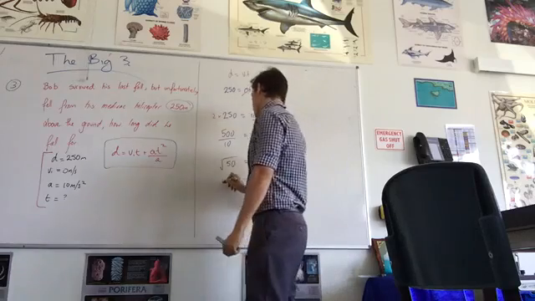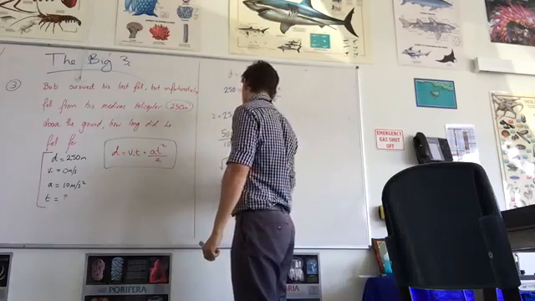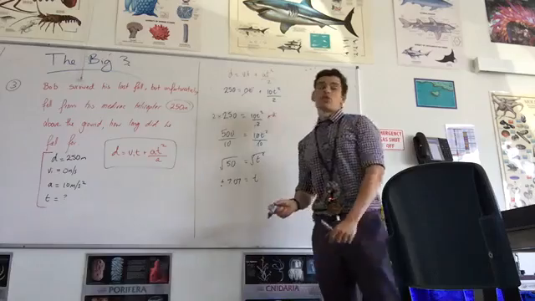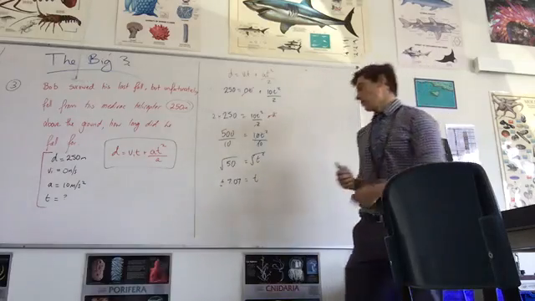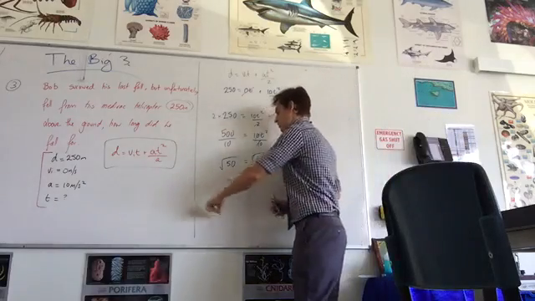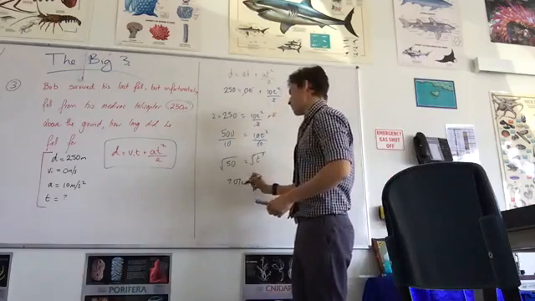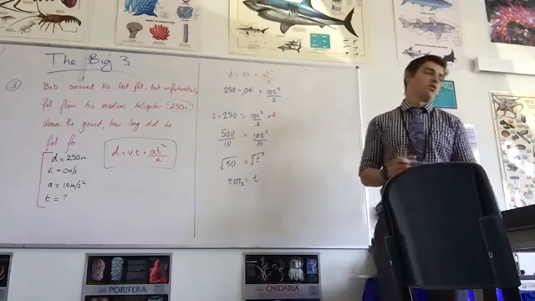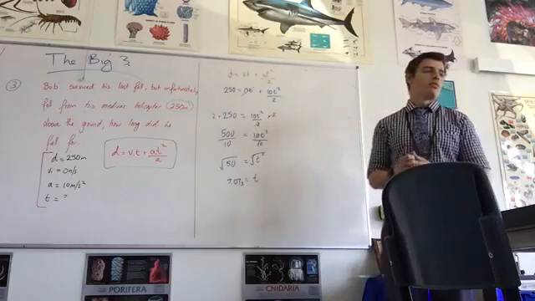T equals plus or minus 7.07 seconds. Can time be negative? So it's really just 7.07 seconds. You could have rounded it up, I don't know. I didn't put it in my calculator.